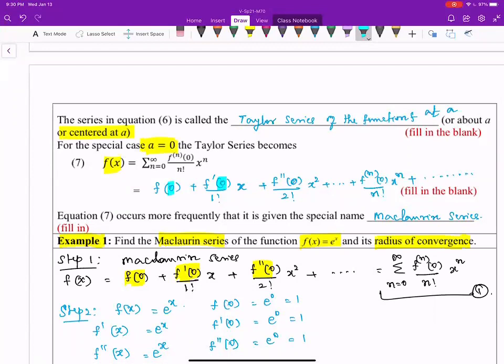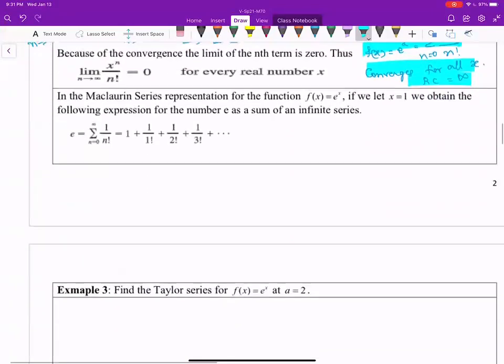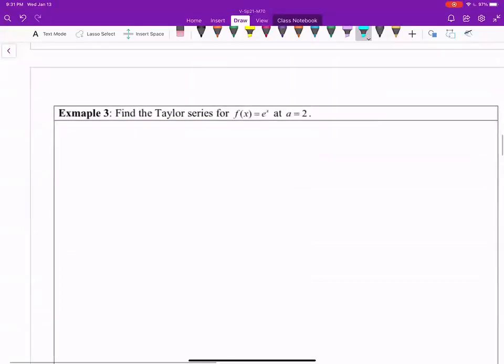And then we saw an example how to represent e to the x in terms of Maclaurin series. So now we will see how to represent the same function e to the x as Taylor series at a equal to 2. Only when it is a equal to 0, it is called Maclaurin series. For all other values, it is said to be Taylor series. So let's try this one using that formula that we derived.